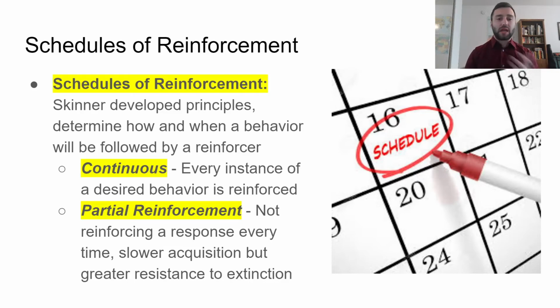So every other, that would be partial. Every 50th, that would be partial. Every 10 minutes, that would be partial. So it's just basically breaking that up. Now, one thing we know is that continuous reinforcement has very quick acquisition. We talked about the acquisition phase in classical conditioning. It's when we are picking up the behavior, picking up the connection. So when we reward something every single time it happens, it causes people to very quickly start doing that behavior.